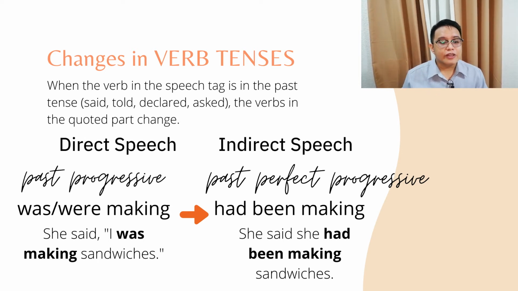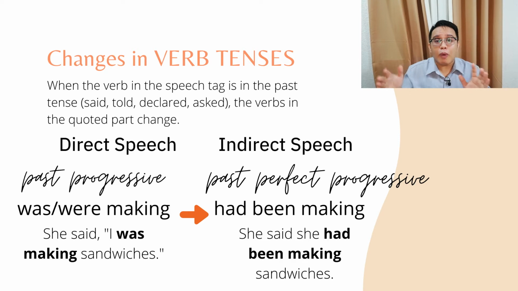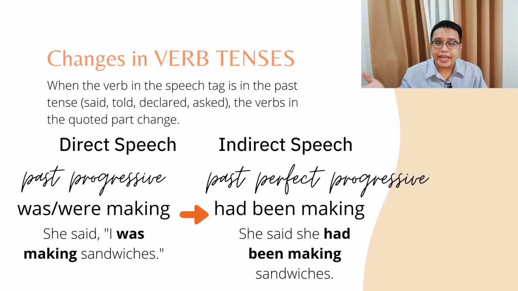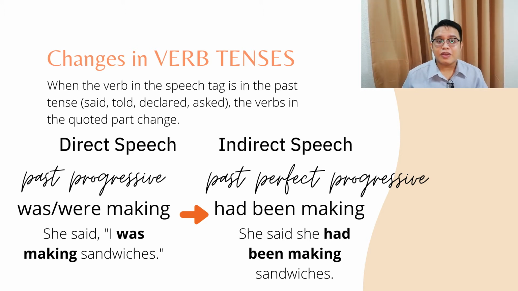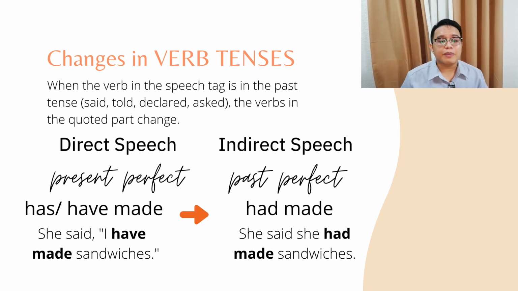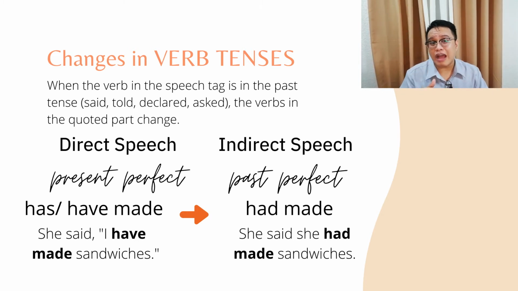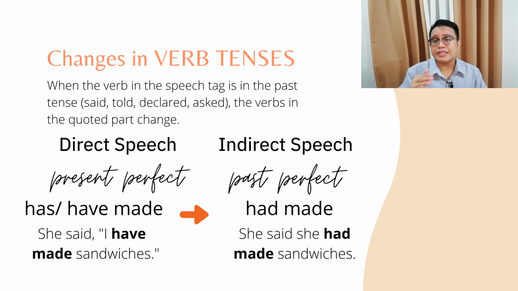So, ana siya. Okay? So, remember, from past progressive, I was or they were making, were or was making, ing form, mahimo siyang had been. Had been rin siya, had been, and then making. Okay? So, that's how we transform past progressive to past perfect progressive. And next one, we have the present perfect. So, sa present perfect, has or have made. Has or have, and then the past participle of the verb. So, has or have made.